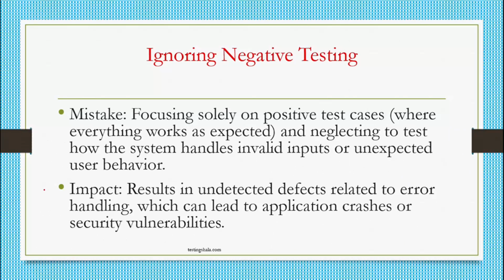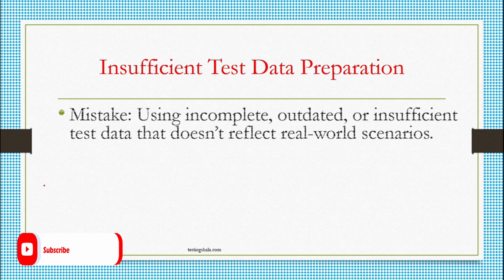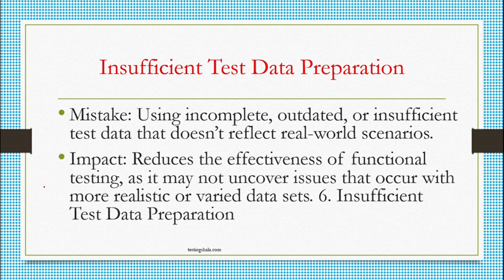The next one is insufficient test data preparation. While doing functional testing, you should have good test data. If you do not have test data that reflects real-world scenarios, then you will have incomplete, outdated, or insufficient test data. That leads to a lot of functional issues, where we may not be able to uncover all the realistic scenarios if we do not have the right test data.